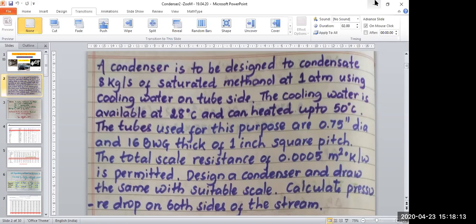Square pitch means the tubes are arranged in a square pitch. The total scale resistance, the dirt factor, is given as 0.0005 meter square Kelvin per watt. Design a suitable condenser and draw the same with a suitable scale. Calculate the pressure drop on both sides of the stream. And you also have to complete the mechanical design.